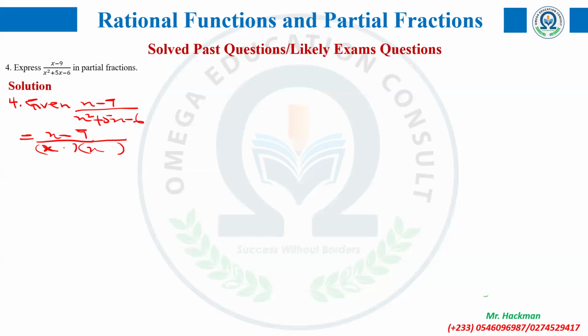Plus 6, minus 1. Okay, so plus 6, minus 1. You write it here. So now let's write the identity. Then we are good to go. So this is identical to a over x plus 6 plus b over x minus 1. Sorry, minus 9 is the numerator.